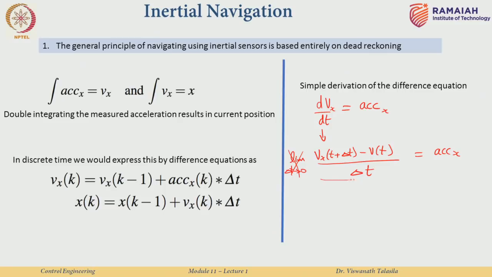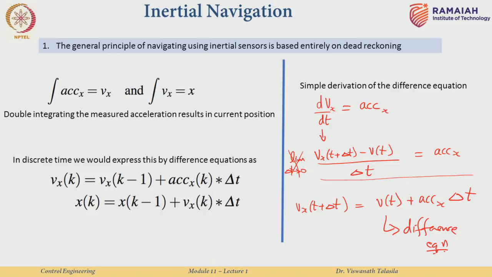If I expand this expression, I will basically get Vx of t plus delta t is equal to V of t plus ACCX times delta t. This is your difference equation, which does the following. It uses the current information of the measured acceleration. Note that this is a function of time. It uses the current velocity, which is known from the previous calculation, and it calculates the next velocity. So it predicts what the next velocity is going to be.